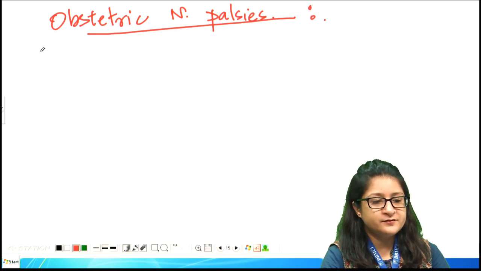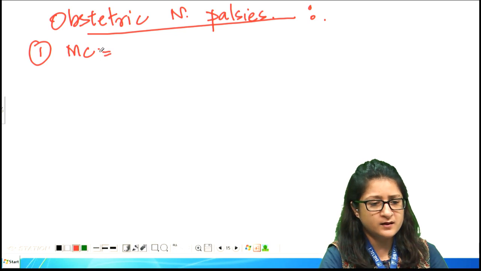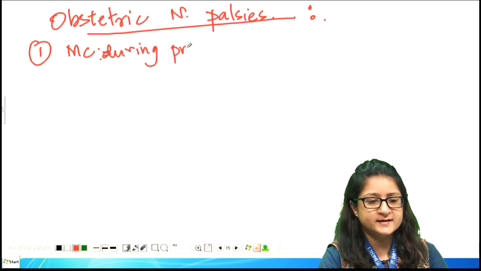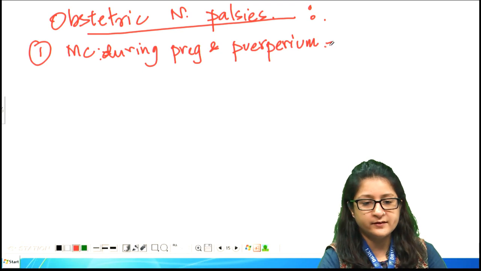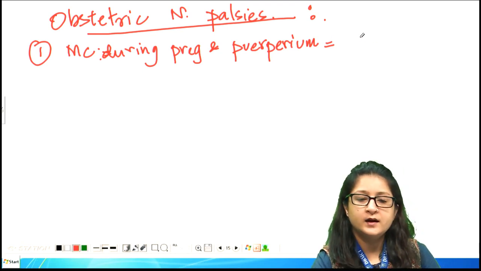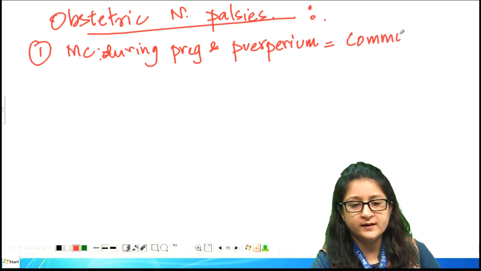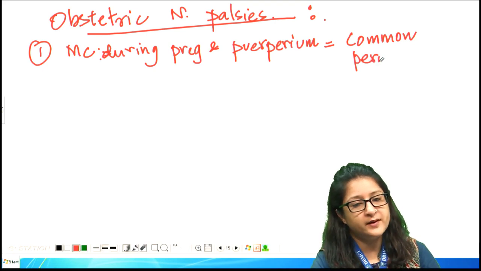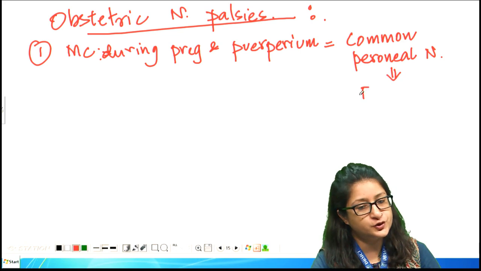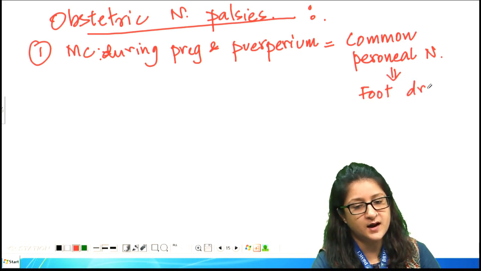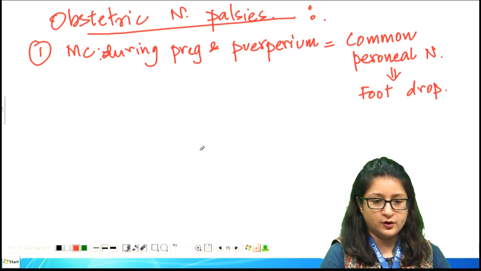Important one is, if I ask you which is the most common during pregnancy and puerperium, okay, the most common during pregnancy and puerperium is the common peroneal nerve. Okay, common peroneal nerve. And this causes foot drop, like the question that was asked. This leads to foot drop.